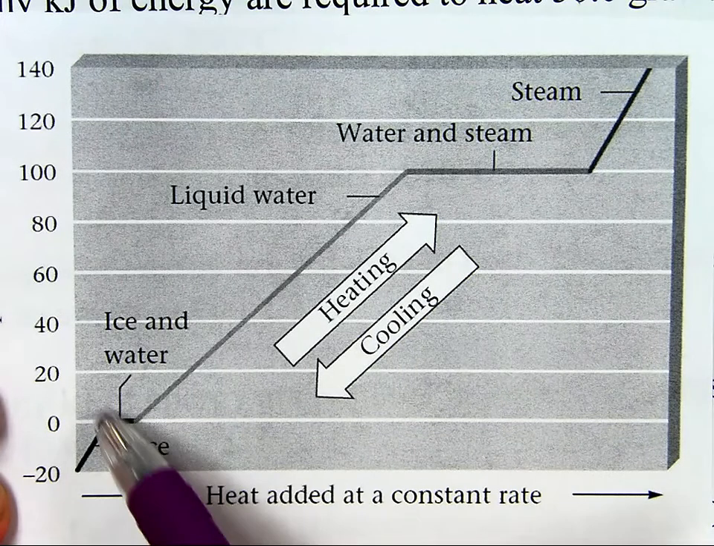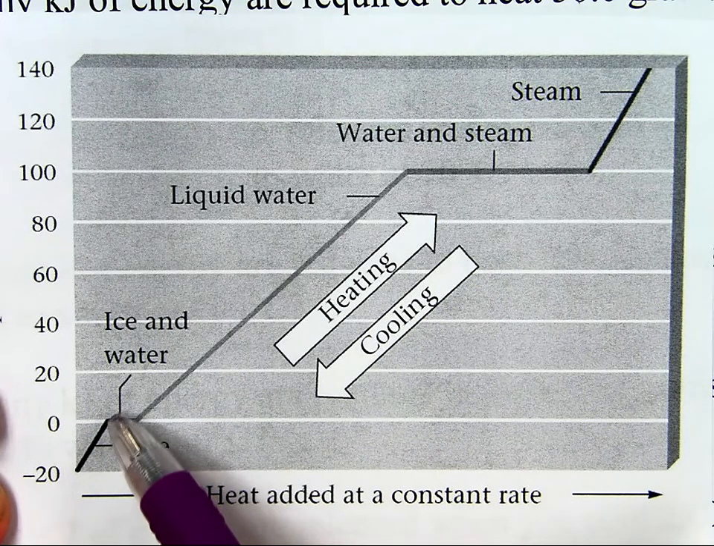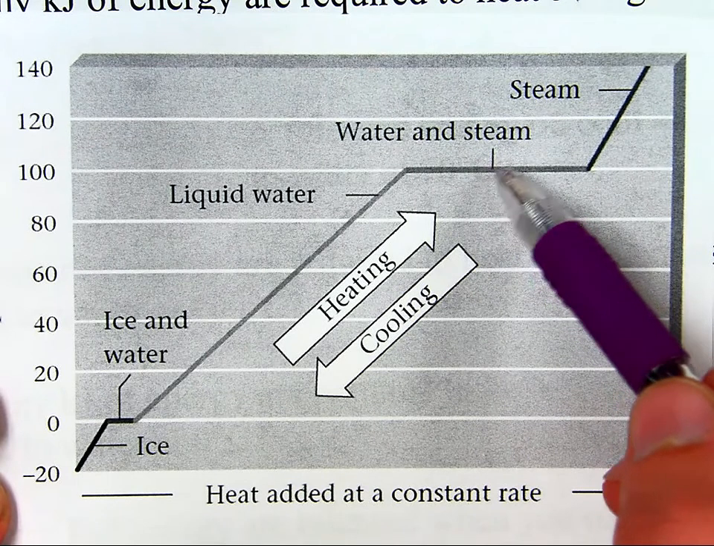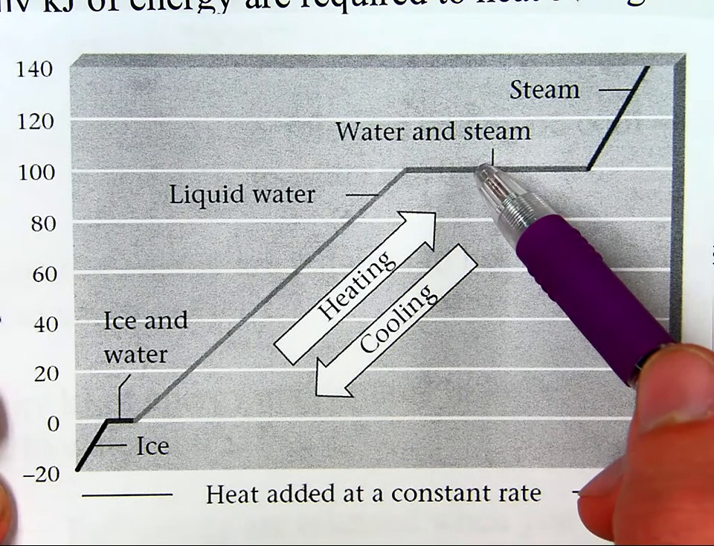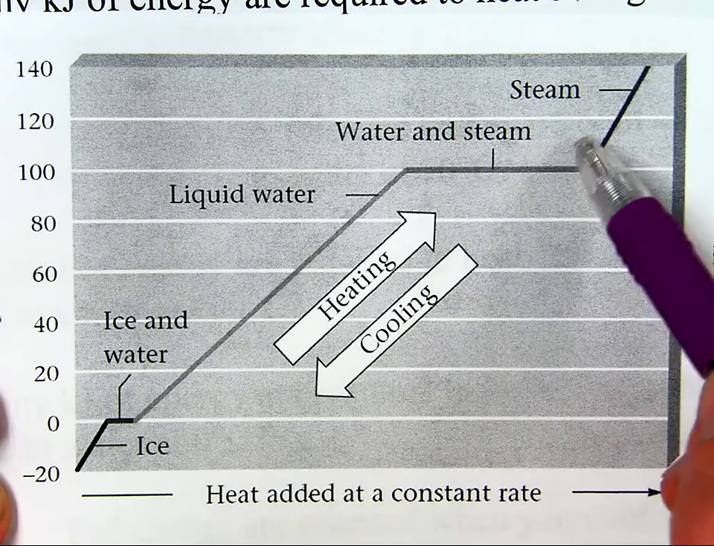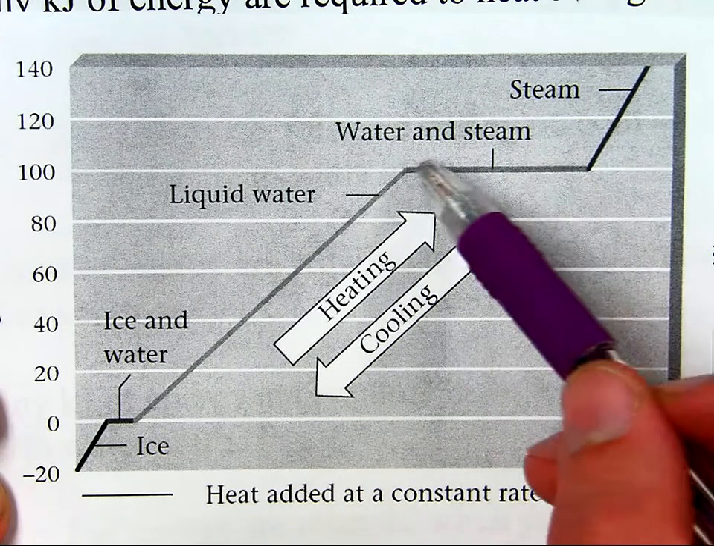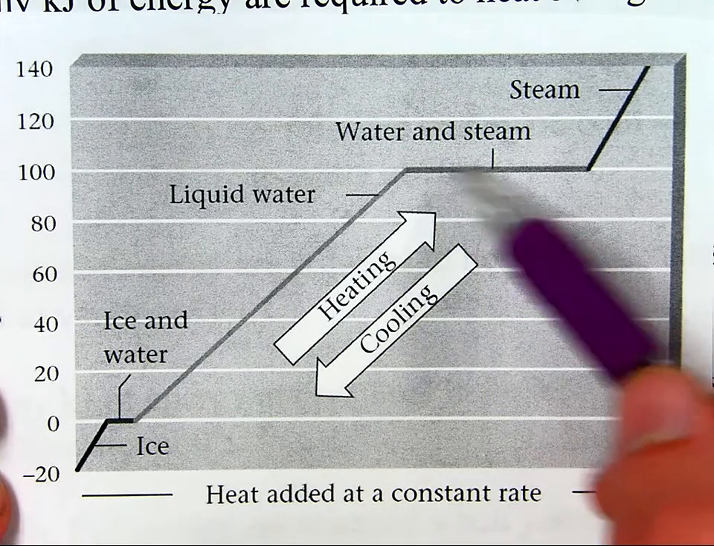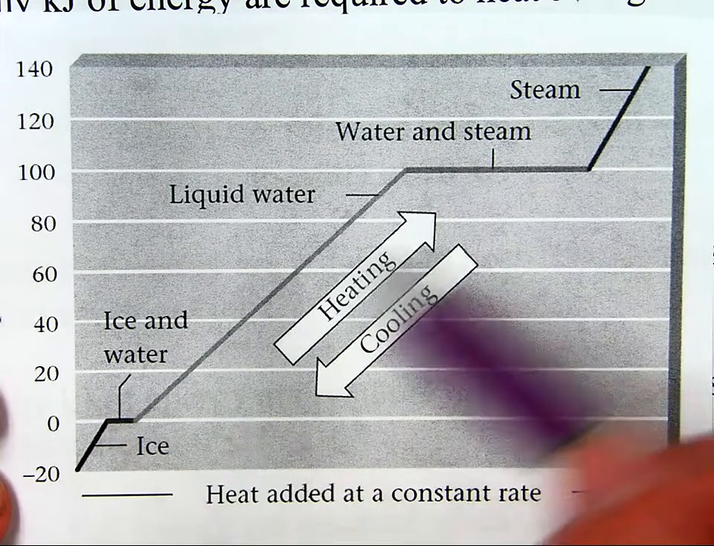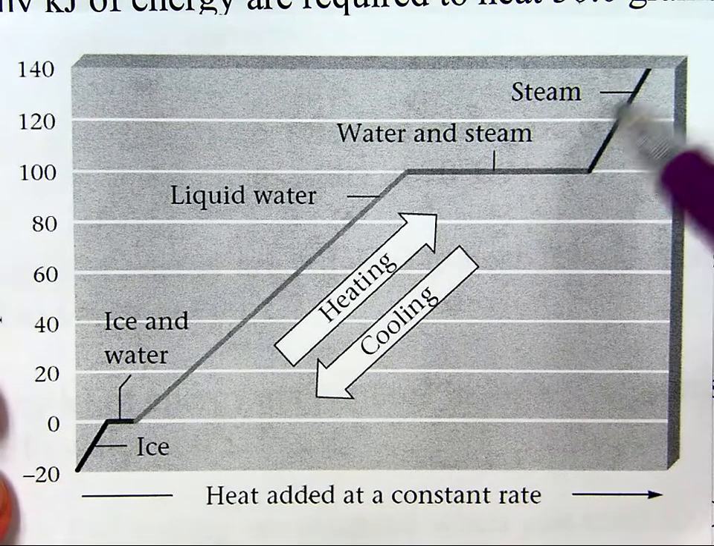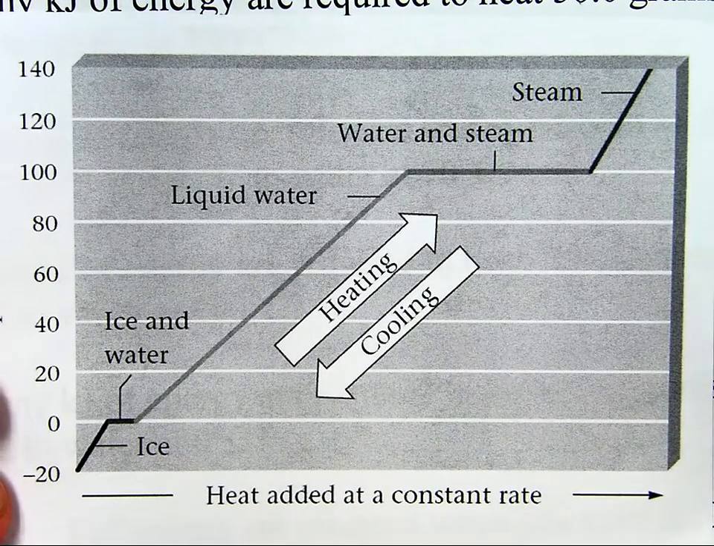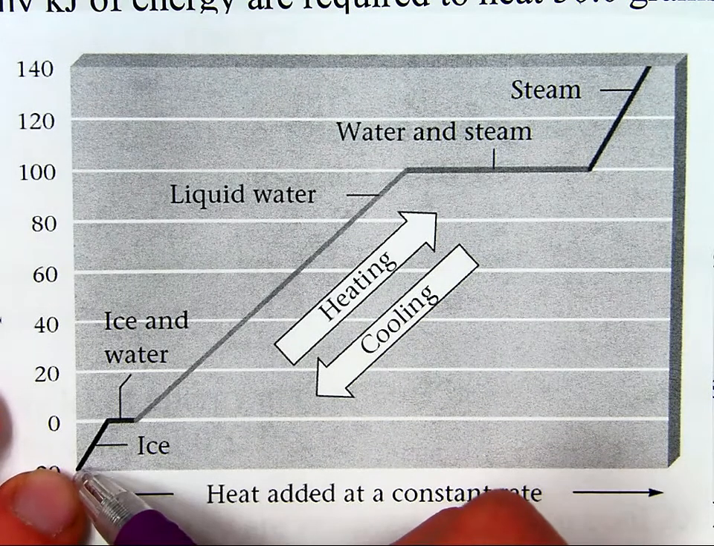So one type of calculation is necessary for when ice is melting or water is freezing, and another type when water is evaporating or water vapor is condensing. These phase changes have a different type of calculation than when you're heating or cooling a gas, a liquid, or a solid.